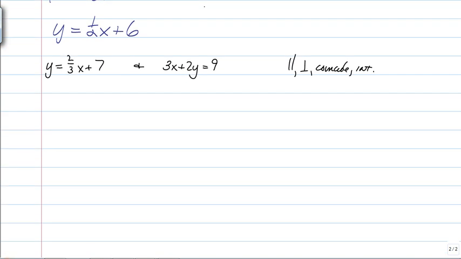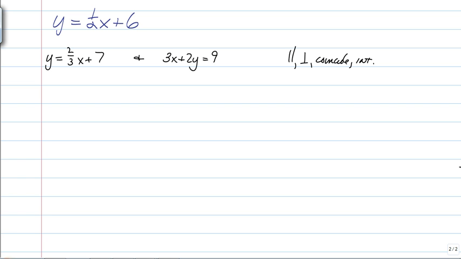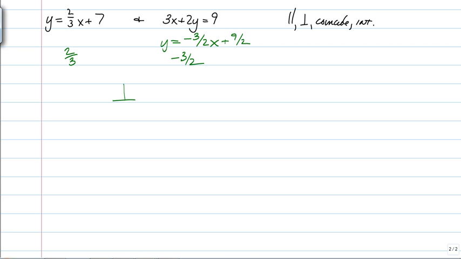So we have 2 more questions here. First question is, what kind of lines are these? Are they parallel? Are they perpendicular? Do they coincide, or do they just intersect? So this one we know the slope is 2/3. This one we have to get into slope-intercept form so you can find the slope first. So this is going to give us y is equal to negative 3/2 x plus 9/2. So the slope, as we can see, is negative 3/2. So we have a positive 2/3 and a negative 3/2. We know that these are perpendicular lines.